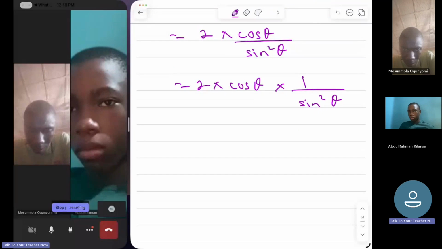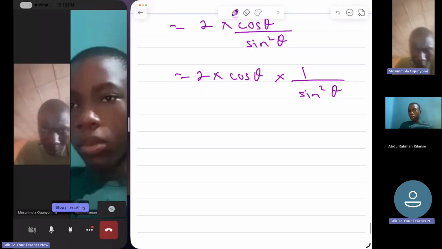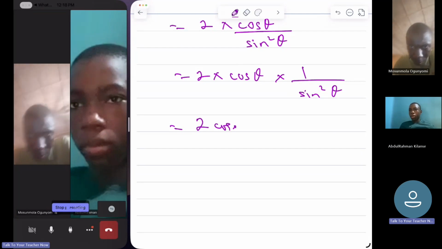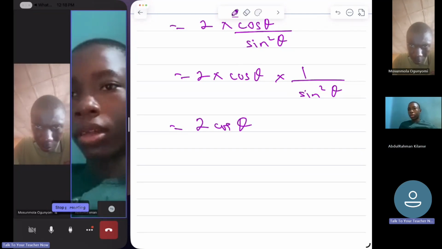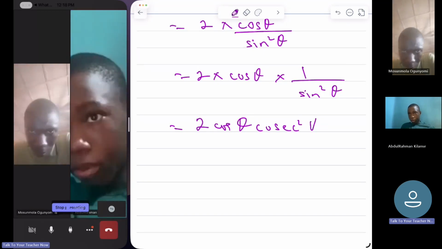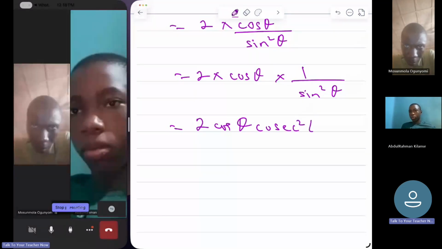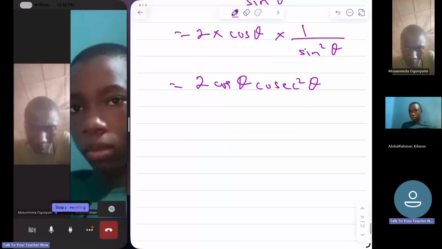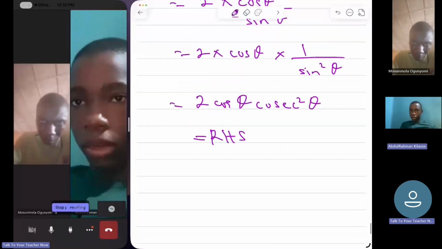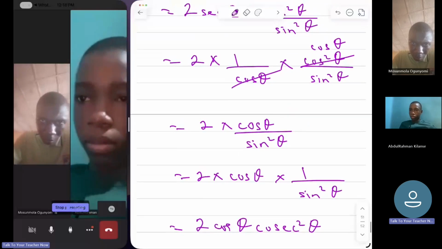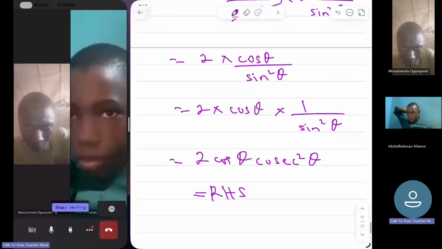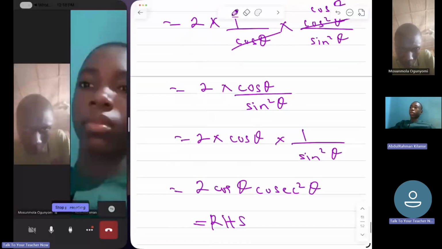Do you understand? Yes, sir. And that's equal to what? 2 cos theta, 1 over sine squared theta is cosec squared theta. Exactly. And that's the right hand side. Do you understand? Yes, sir. Beautiful. That's it. What's the next one? Will that be all? Yes, sir.